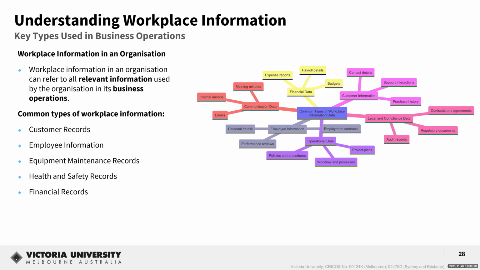So customer records, employee information, equipment maintenance records, health and safety records, financial records, as you see in this slide. We had a chat about it in the previous session. It's very important to secure this type of data. Not only that, the scale of attack, the scale of vulnerability and the scale of impact by getting access to organizational data is much higher and much bigger.